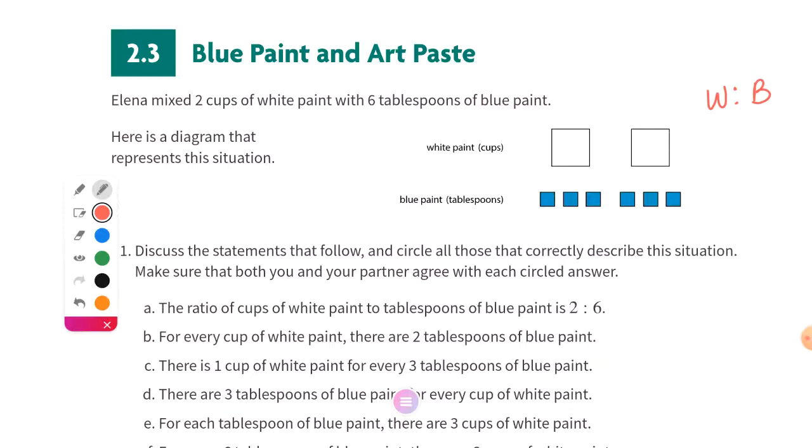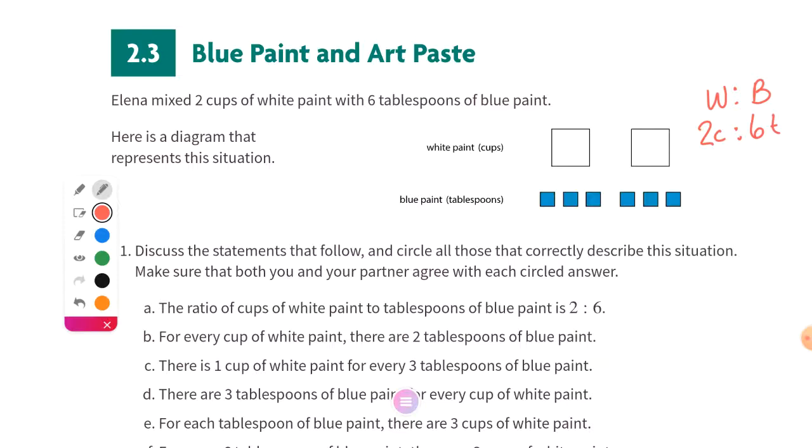They're both paint, but are they the same label? No, you're putting 2 cups of white. So I'm going to put 2C of white to 6. I'll just put a T. It's tablespoons, but I'll just put a T just so we have something there of blue paint.